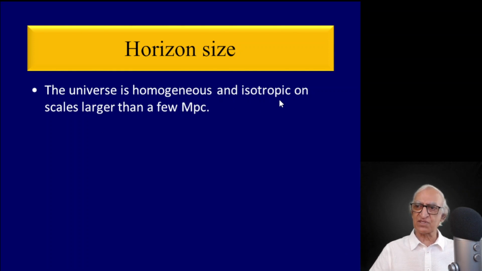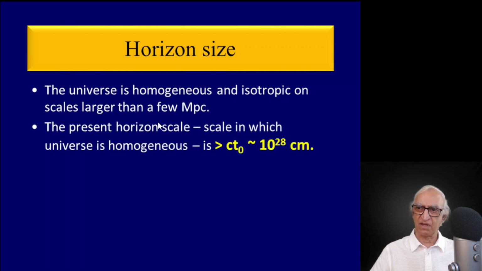Now, the universe is homogeneous and isotropic on scales larger than several hundreds of megaparsecs. It is inhomogeneous on very small scales, but on a very, very large scale, it is homogeneous and isotropic. The present horizon scale, by that I mean the scale over which our universe is presently homogeneous, is certainly larger than c times t naught, where t naught is the present age of the universe, which is, say, 14 billion years or something like that.